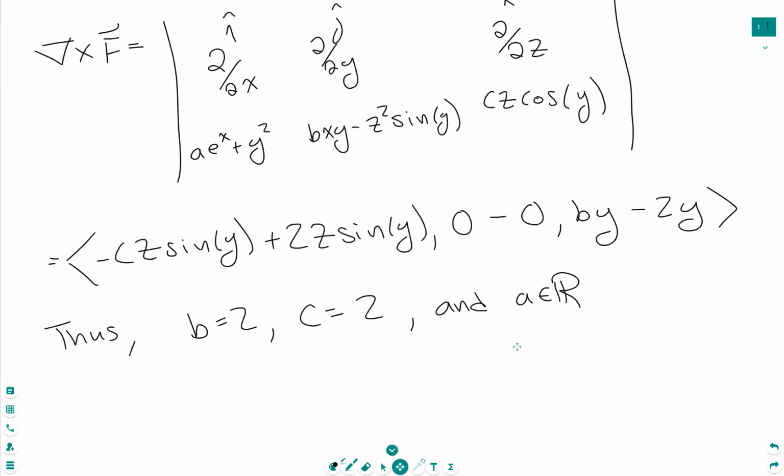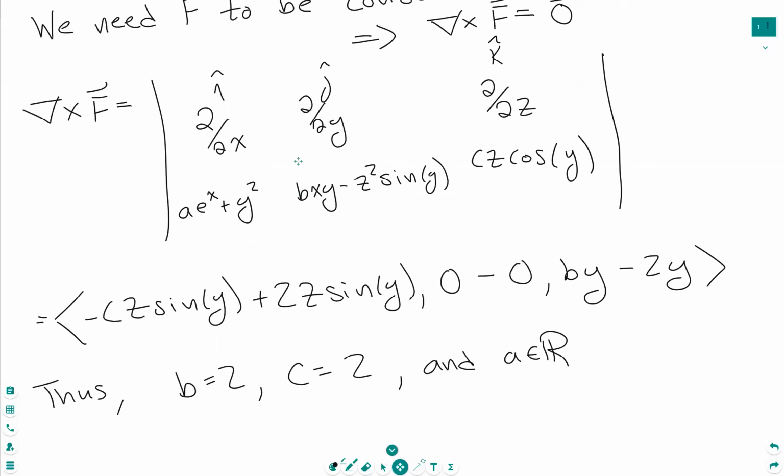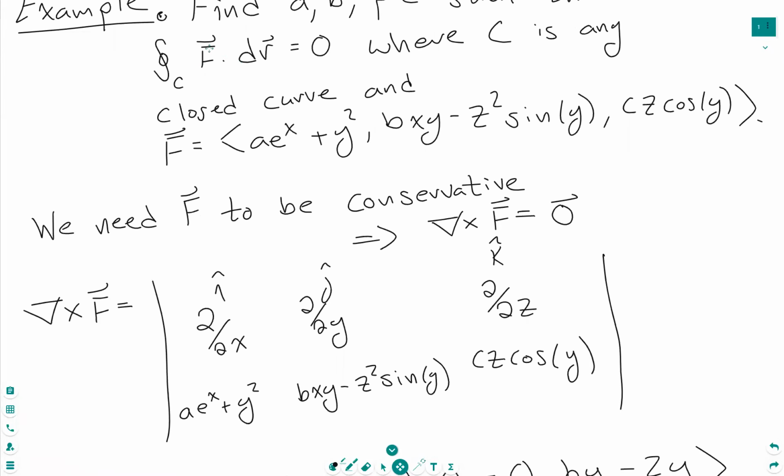So with this, we can say that f is a conservative vector field. And if f is a conservative vector field, the line integral over any closed curve of it is going to be 0 due to Stokes theorem.